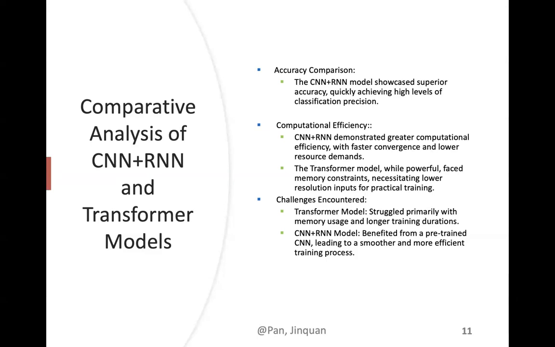So in the future, we would probably employ a more powerful GPU and memory to train the transformer model, in case we could better compare the actual result and prediction ability to the CNN and RNN model.